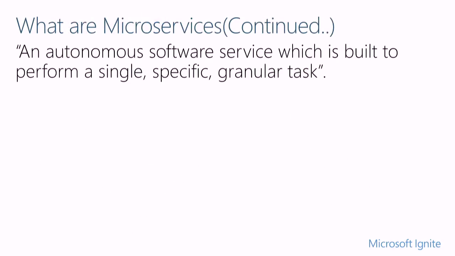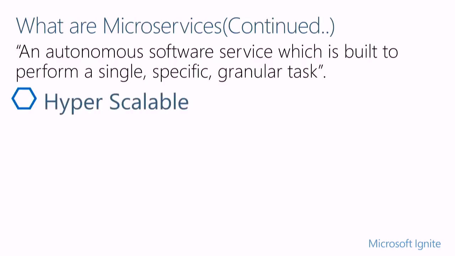So the best definition of microservices that I could find on the web is this. It's an autonomous software which is built to perform a single specific granular task with properties like hyperscale. Because as your services are smaller in nature, you want to do high density deployments, so that you can utilize the underlying hardware resources. You want to deploy as many services as you can on a single box.